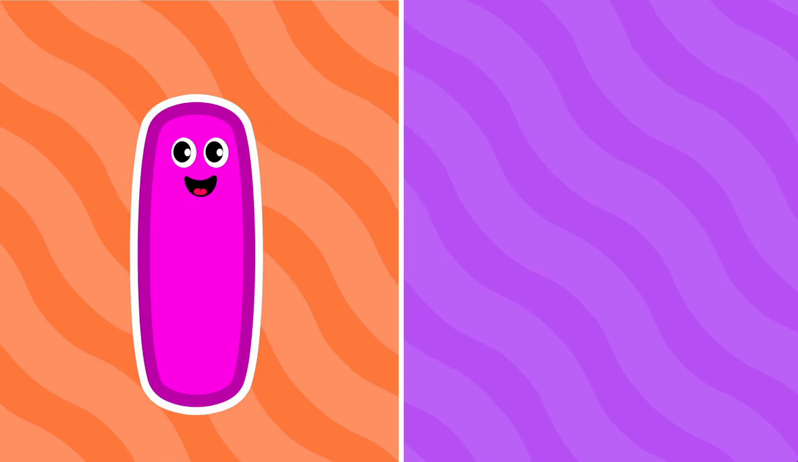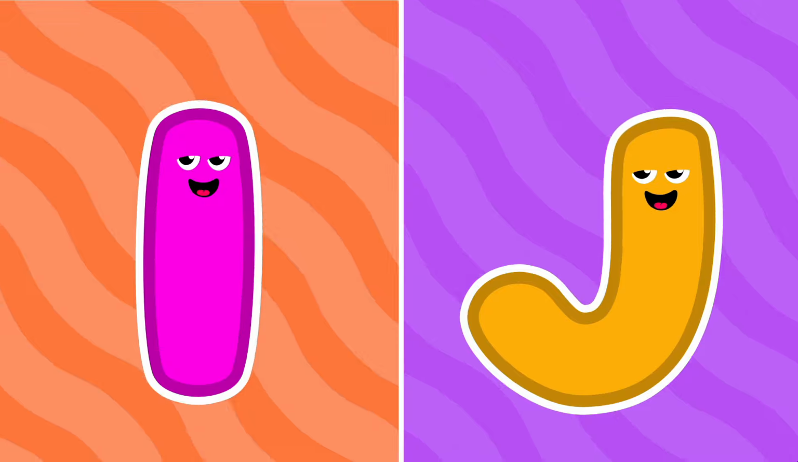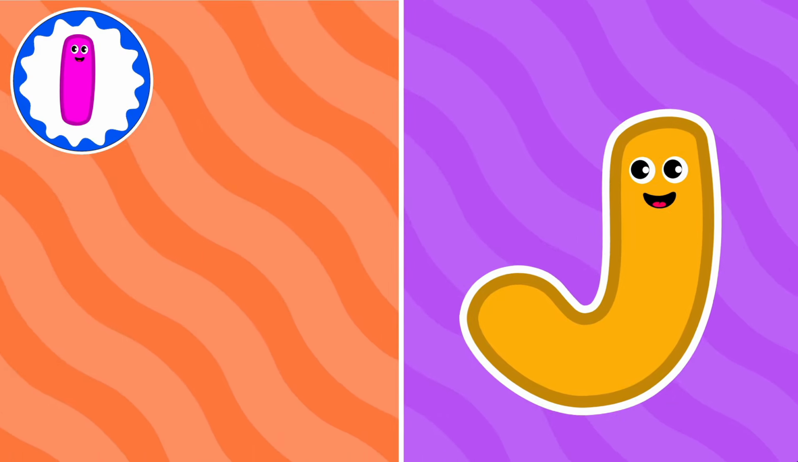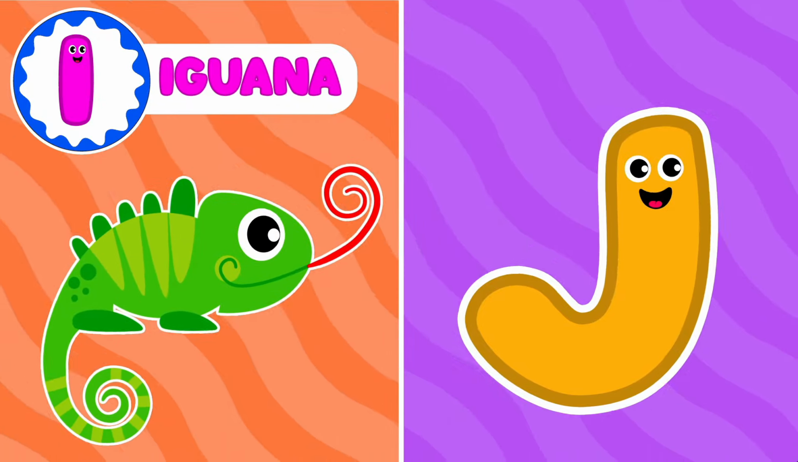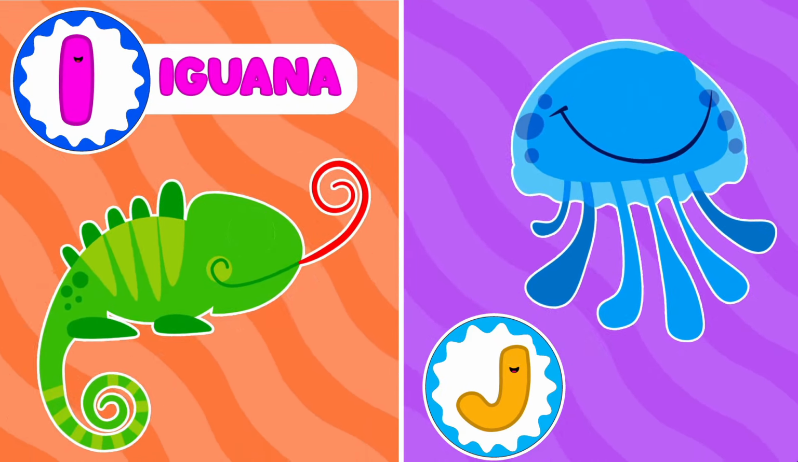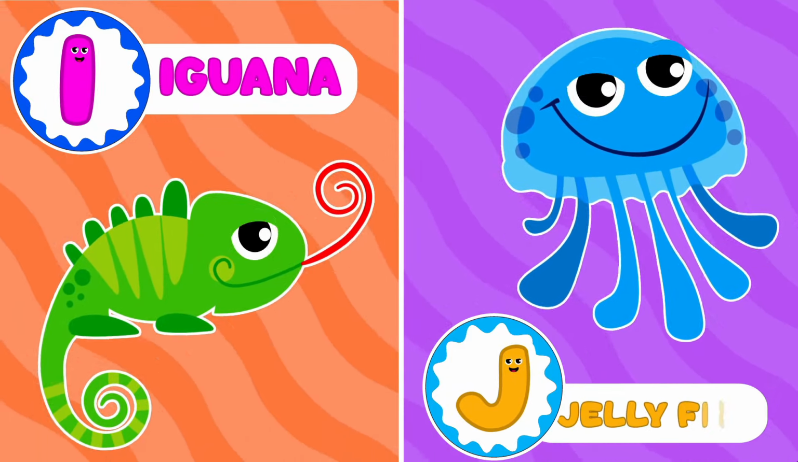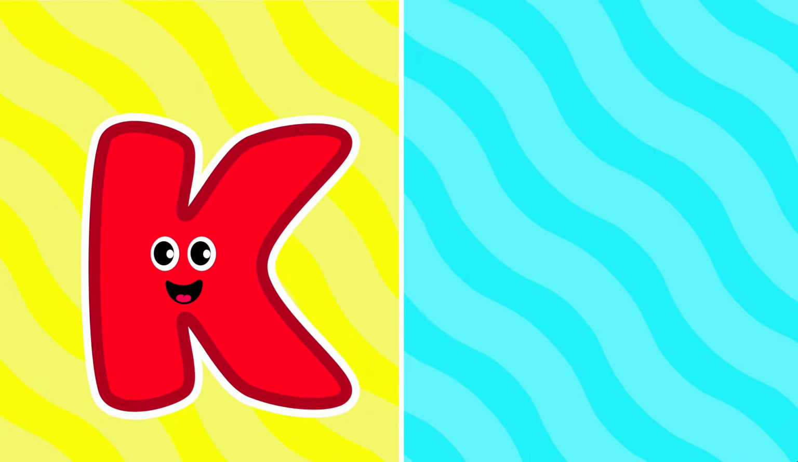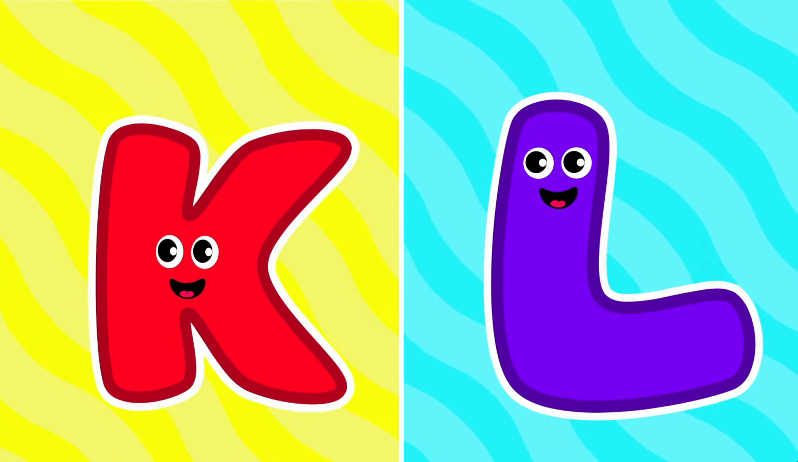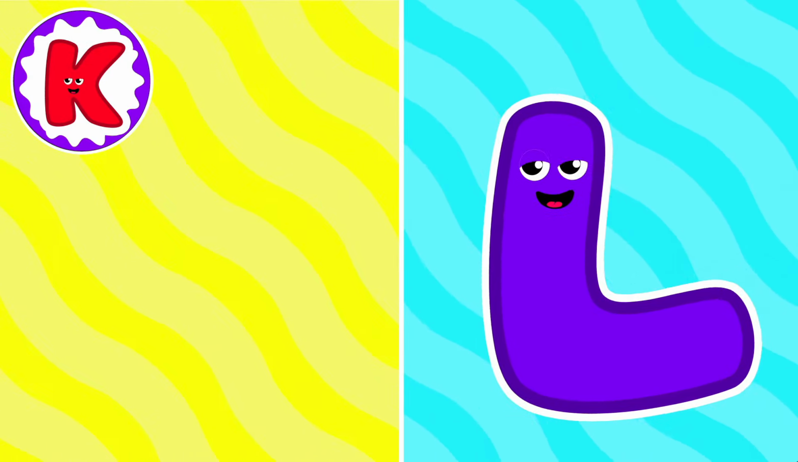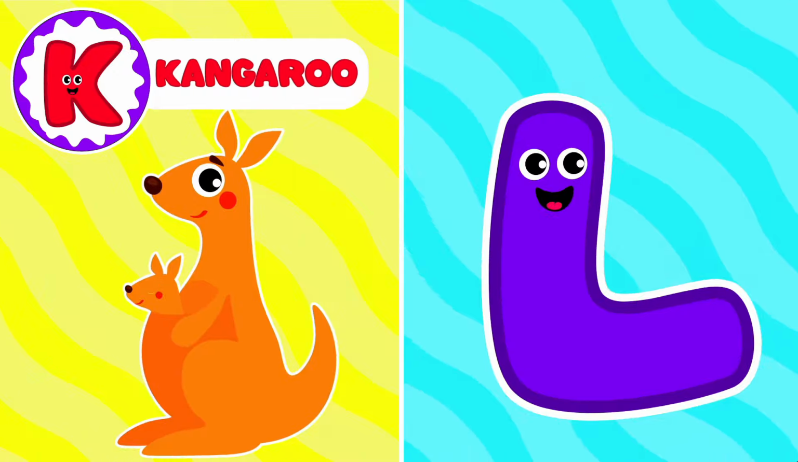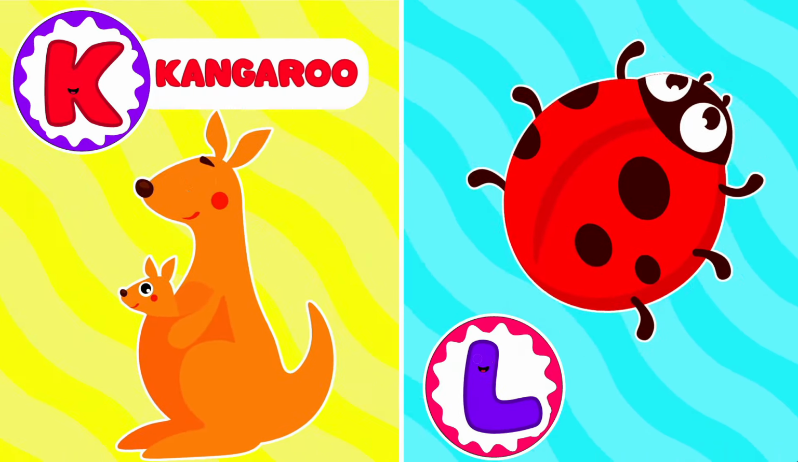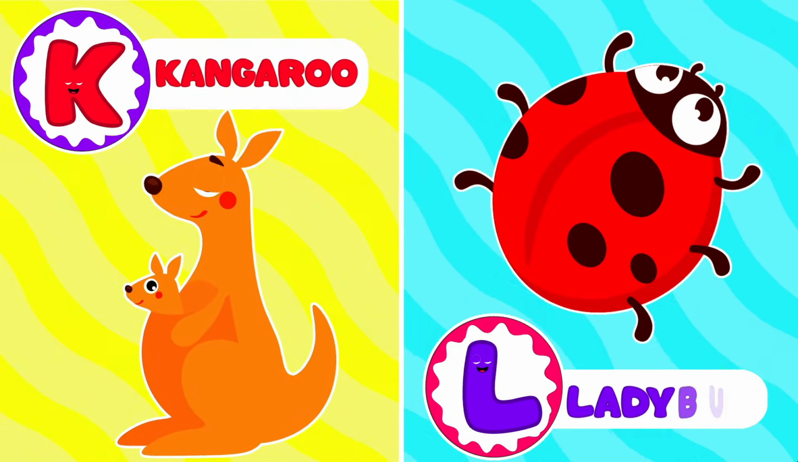I, J. I iguana. I says iguana. J jellyfish. J says jellyfish. K, L. K kangaroo. K says kangaroo. L ladybug. L says ladybug.